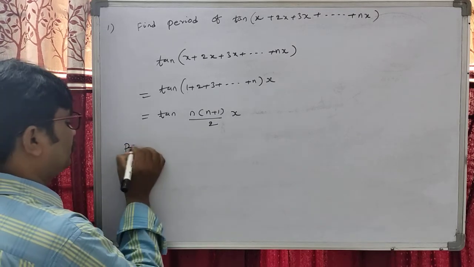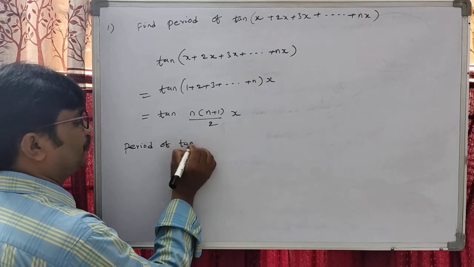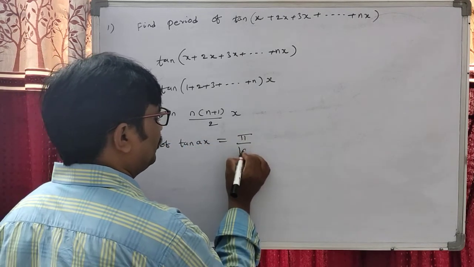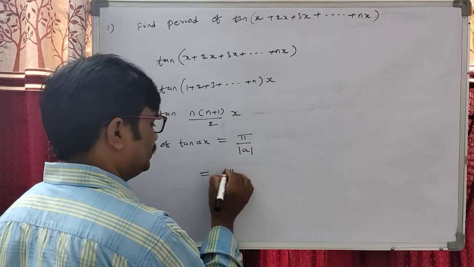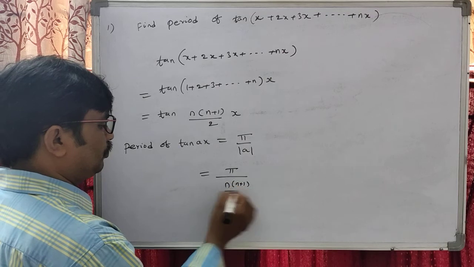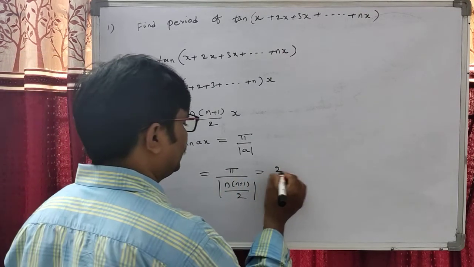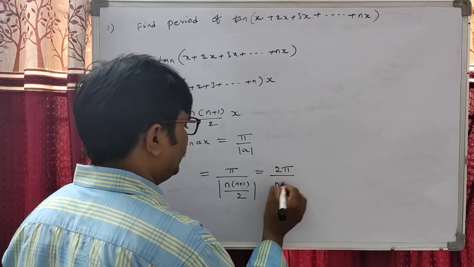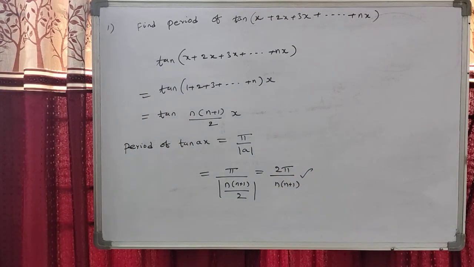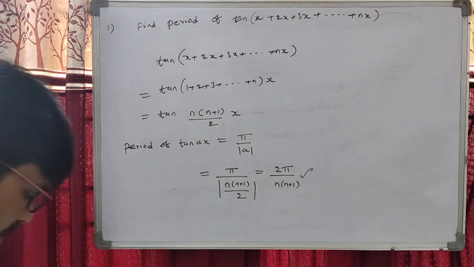So we know that, students, the period of tan of ax is pi by modulus of a. This is pi by modulus of n into n plus 1 by 2. The 2 goes to the numerator, giving 2 pi by n into n plus 1. What is it, students? 2 pi by n into n plus 1. This is the formula, students.